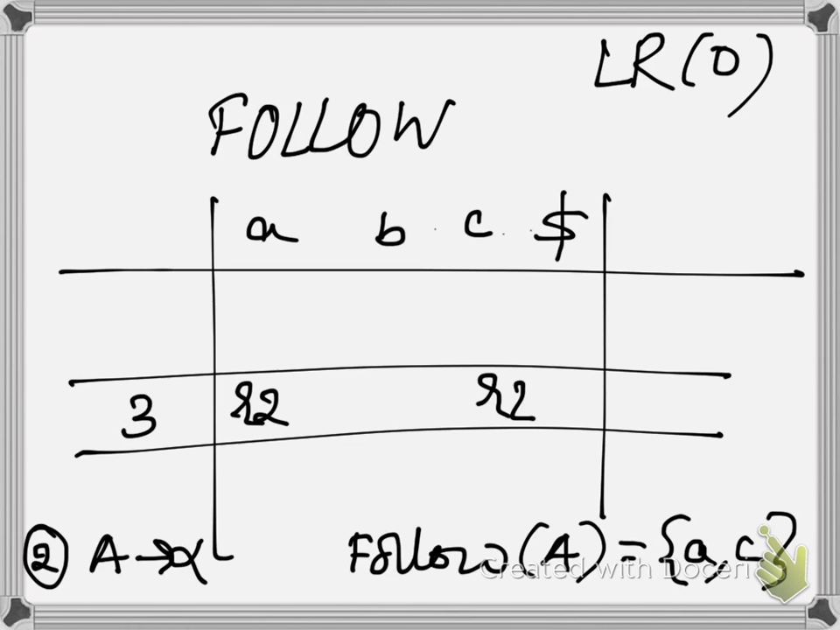So this is your SLR parser. Only this part is different. Instead of writing the reduce move in all the columns for a particular state, you are going to write it only under the follow of that particular non-terminal. Only under those will you put a reduce move.